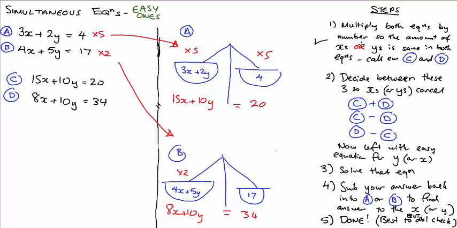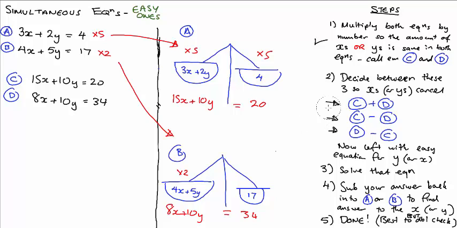Multiply both equations by a number, so that the amount of x's or y's in both is the same in both equations. So we times the top by 5, bottom by 2, and now our number of y's are the same. So now we've got three options. We can either, as you look here, C plus D, add them together. We can either start with this one and take this one away, or we can start with this one and take this one away. So that's our three equations.